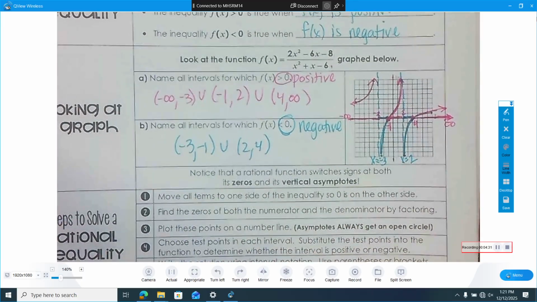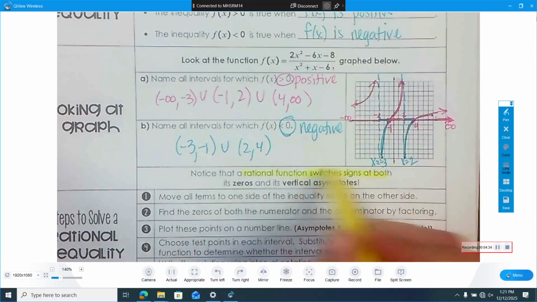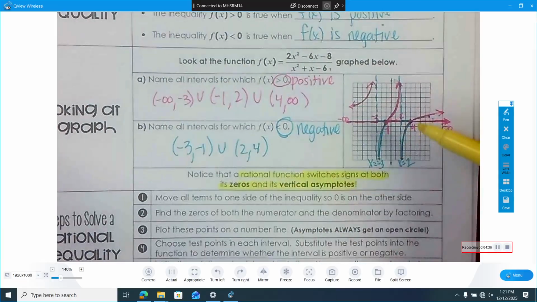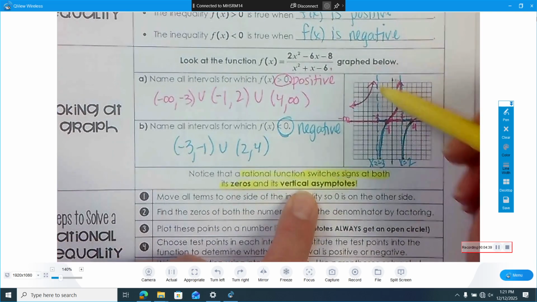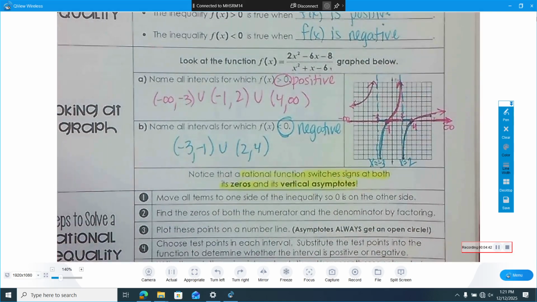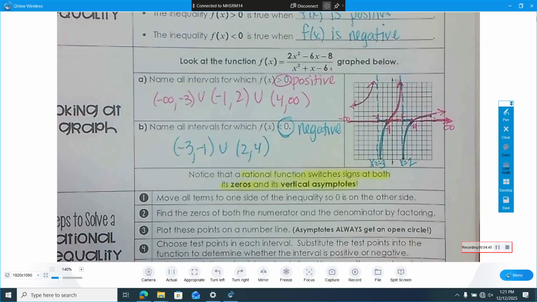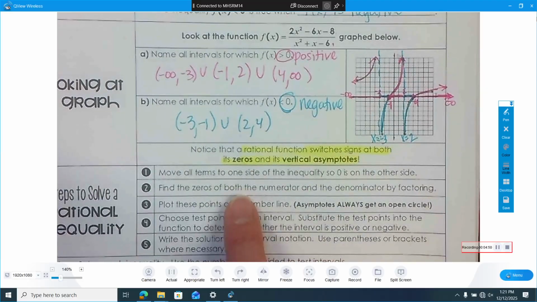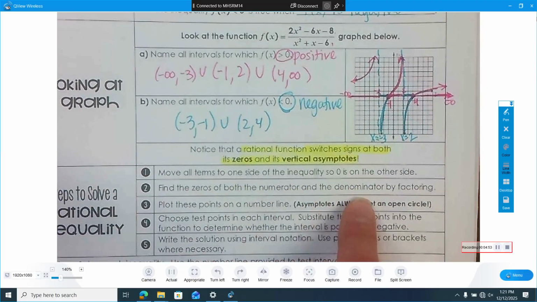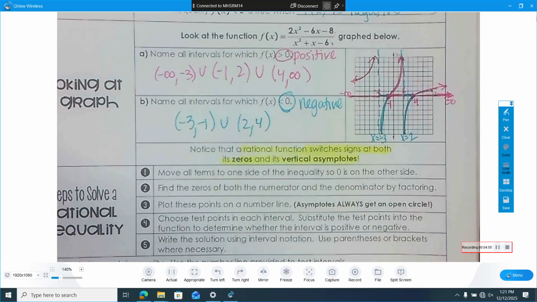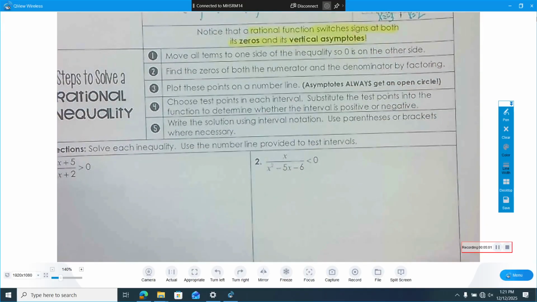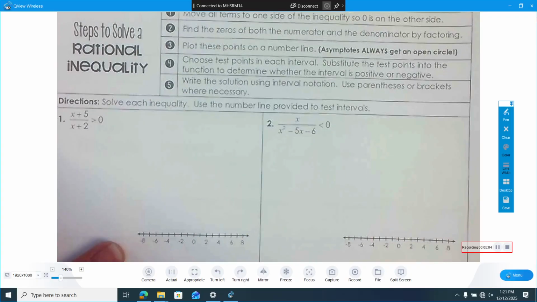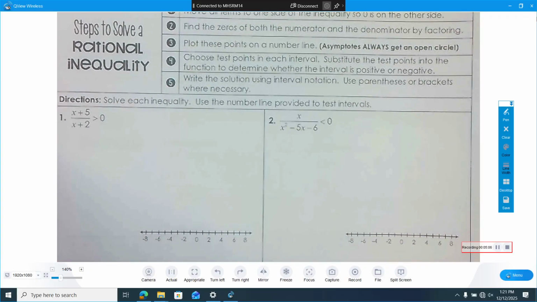So notice here that a rational function switches signs at both zeros and its vertical asymptotes. So that's what we're going to start out doing today. We are going to make sure that we set it equal to 0. We're going to find the zeros of the numerator and the denominator, and then do a sign chart and write down the intervals accordingly. So solve each inequality, use the number line to test intervals. I'm going to mark it kind of how you'll see it in Delta Math.